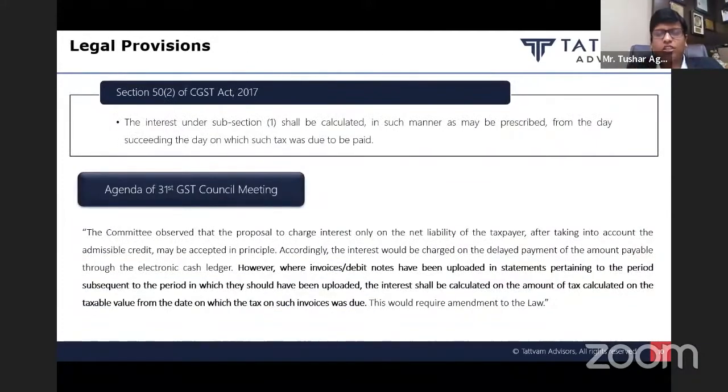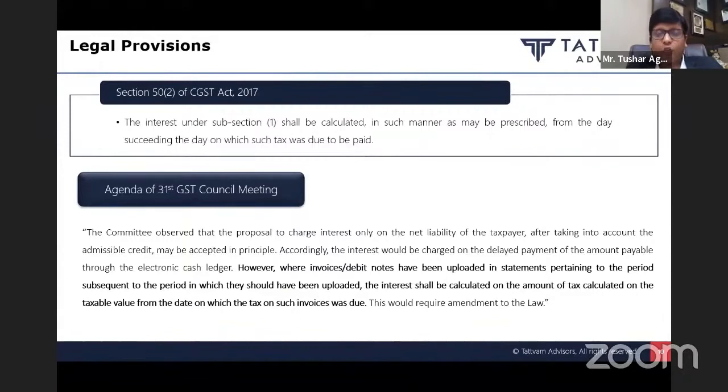So in case of missing invoices, the invoices which you have missed and which you are reporting in a future return period, the interest has to be paid on the total value of the tax which has been missed to be reported. Let's look at the agenda of the 31st GST Council meeting. Very important. The committee observed that the proposal to charge interest only on the net liability of the taxpayer after taking into account the admissible credit may be accepted in principle. The example which we discussed, the council also said that in case of delayed filing of return, you have to pay interest only on the net cash liability. Accordingly, the interest would be charged on the delayed payment of the amount payable through the cash ledger only.